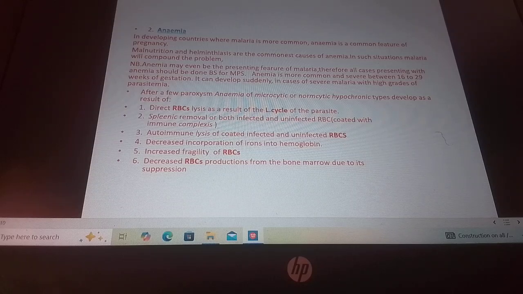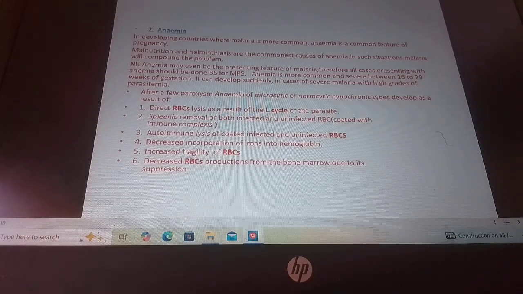Anemia is more common and severe between 16 to 29 weeks of gestation, so the second and third trimesters will record malaria attacks. Once a patient comes to your clinic with malaria and is pregnant, or presents with anemia and is pregnant, it is good you do a blood slide for MPS so that you can detect it. I recommend that you do thin and thick smears because those are sure. Remember, it can develop suddenly in cases of severe malaria with high grades of parasitemia.